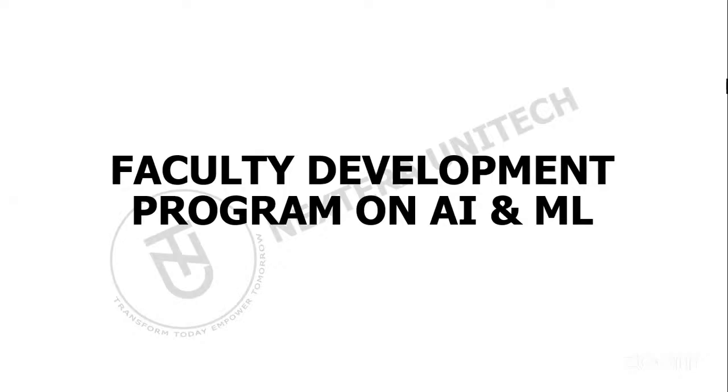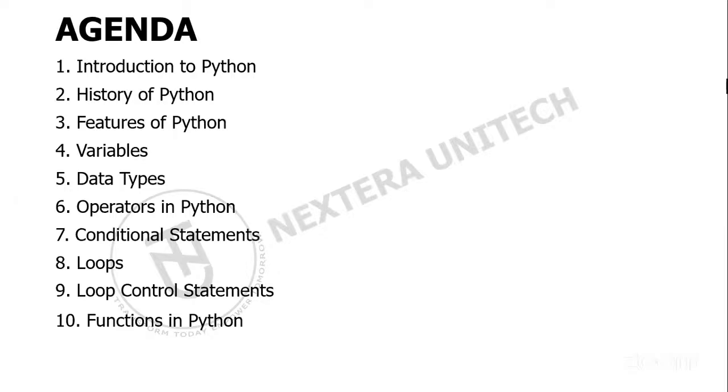So let us quickly recap what we have covered on day 1. As part of day 1, we understood the history of Python, followed by the features of Python and the fundamental topics like variables, data types, and operators. So we have understood all these 6 topics. And we have also completed the hands-on, right?